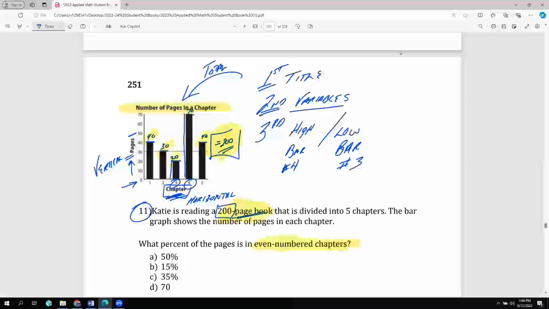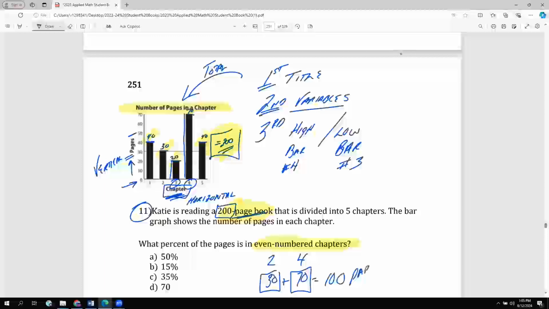So even number, that means everything divisible by 2, which is 0, 2, 4, 6, 8, 10, right? So we're going to look at chapter 2 and 4 because those are the only ones being listed that are even. The others are odd. So in chapter 2, I have 30 pages. In chapter 4, I have 70 pages. If I add these two together, it gives me 100 pages.